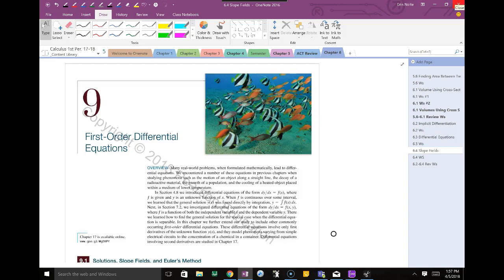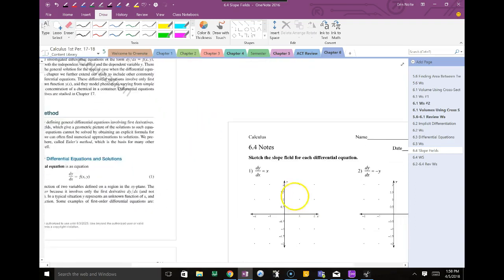Okay, so this lesson is going to be over slope fields. A slope field is a graphical representation of slopes from a differential equation. We were just working with differential equations. Differential equations are when you have dy/dx equals stuff with x's and y's in it. We're going to use this to talk about the slope of those points.